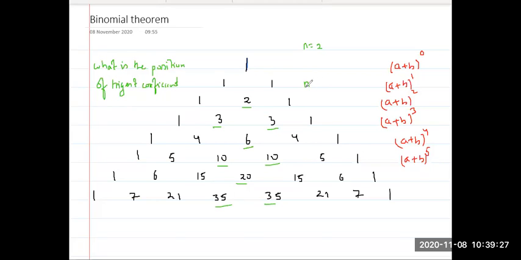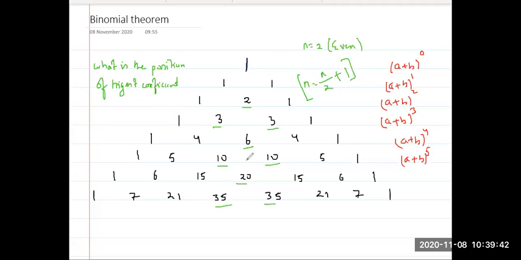So can I say that it will be n by 2 plus 1? Yes or no? n by 2 plus 1. As simple as that, right? Talk about this position, right? So it is even, when n is even.